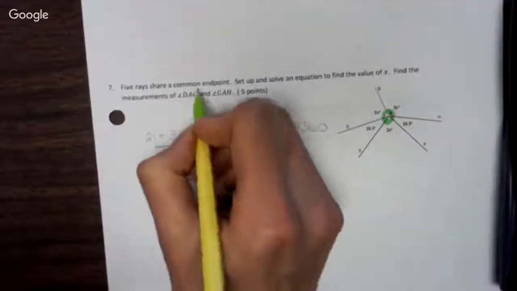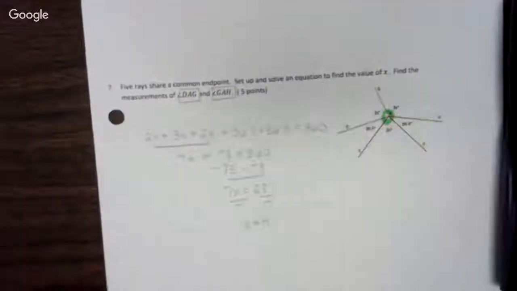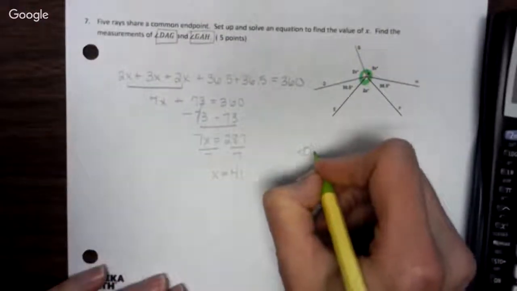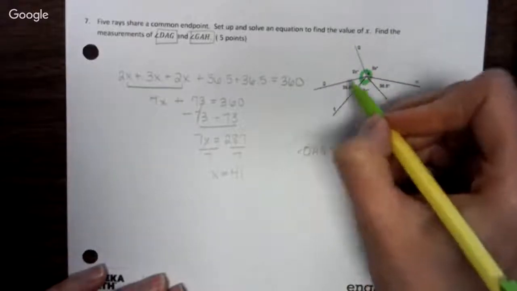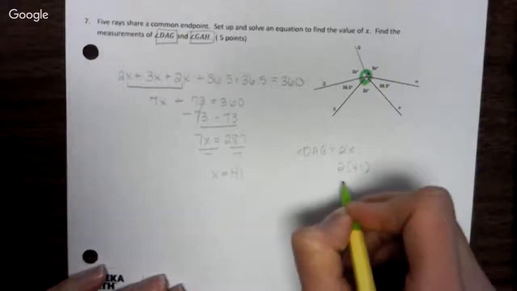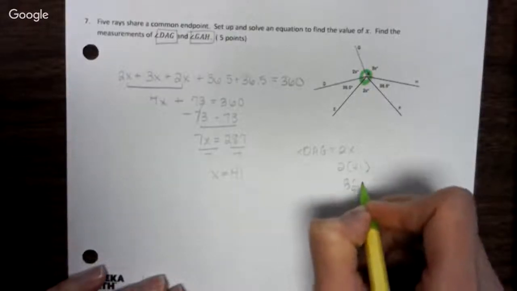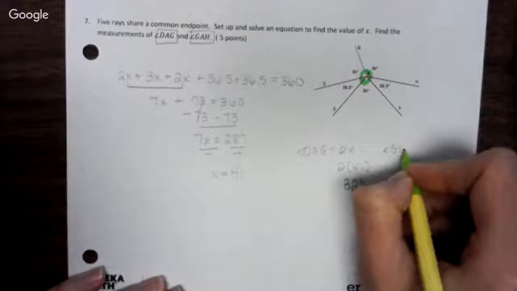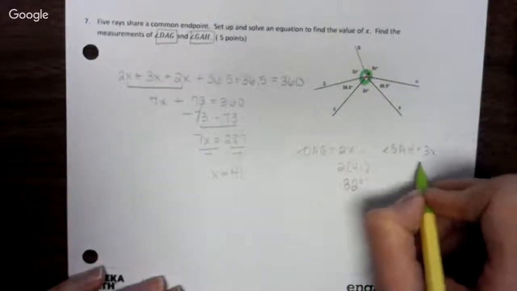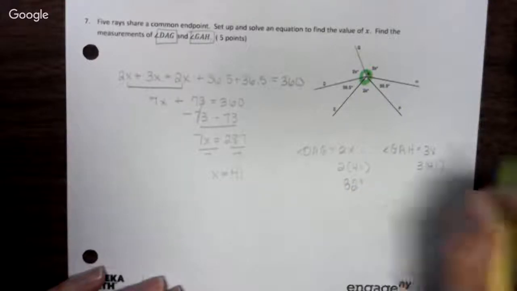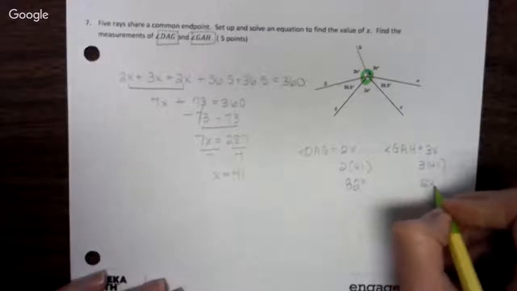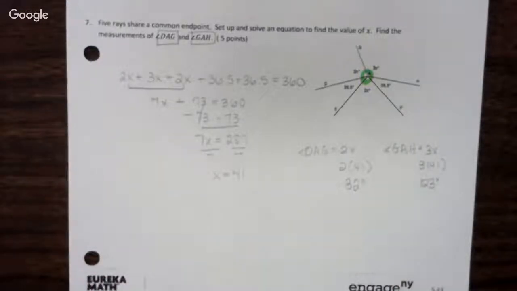Now, we're not done with this question because it actually is asking us to find 2 different angles here. So I'm going to move this up. I'm going to find DAG first. I'm going to trace that with my pencil. DAG is labeled 2x. 2 times 41 is 82 degrees. The other angle is GAH. GAH is 3x. 3 times 41, I'll multiply that by 3 in my calculator, is 123 degrees. So there's our 2 angles that we were trying to find.